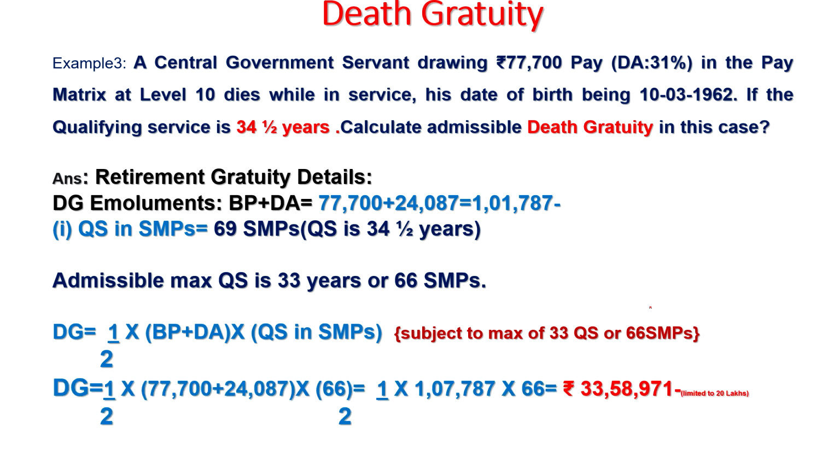So half into 77,700 basic pay plus 24,087 DA, and 66, that will be 33 lakhs 58,971, but it will be restricted to 20 lakhs because that is the ceiling limit. That 20 lakhs will be paid as death gratuity.